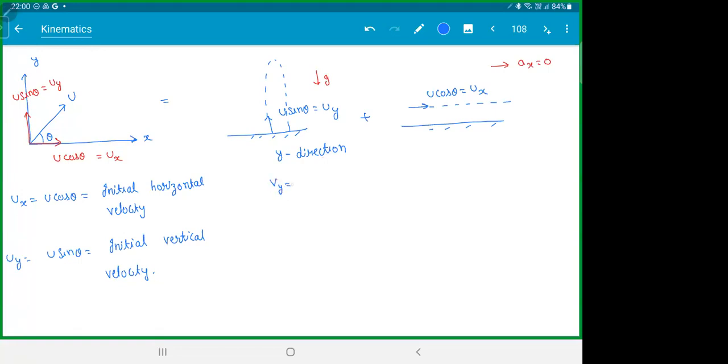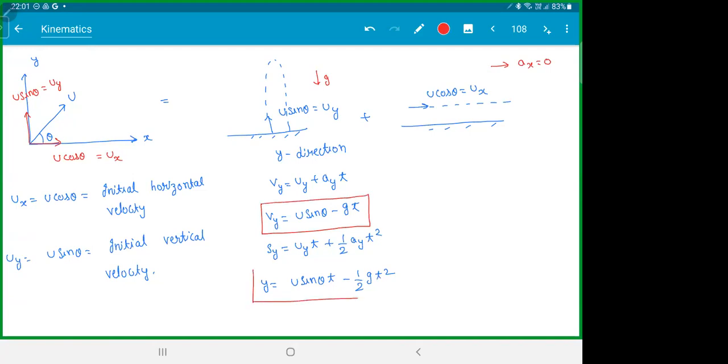vy is equal to uy plus ay t. The meaning of that is simply vy, the final vertical velocity, is the initial vertical velocity plus vertical acceleration into time. So we get vy is u sine theta minus gt. You are going to use the same three equations. You're not learning anything new. Sy is uy t plus half ay t square. This would be the y coordinate: y is u sine theta into time minus half g t square. So this will give you velocity in the y direction, and this will give you the y coordinate.